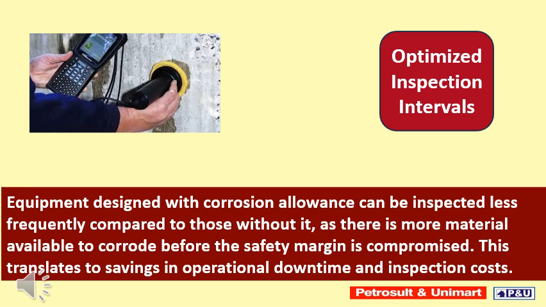Optimized inspection intervals. Equipment designed with corrosion allowance can be inspected less frequently compared to those without it, as there is more material available to corrode before the safety margin is compromised. This translates to savings in operational downtime and inspection costs.